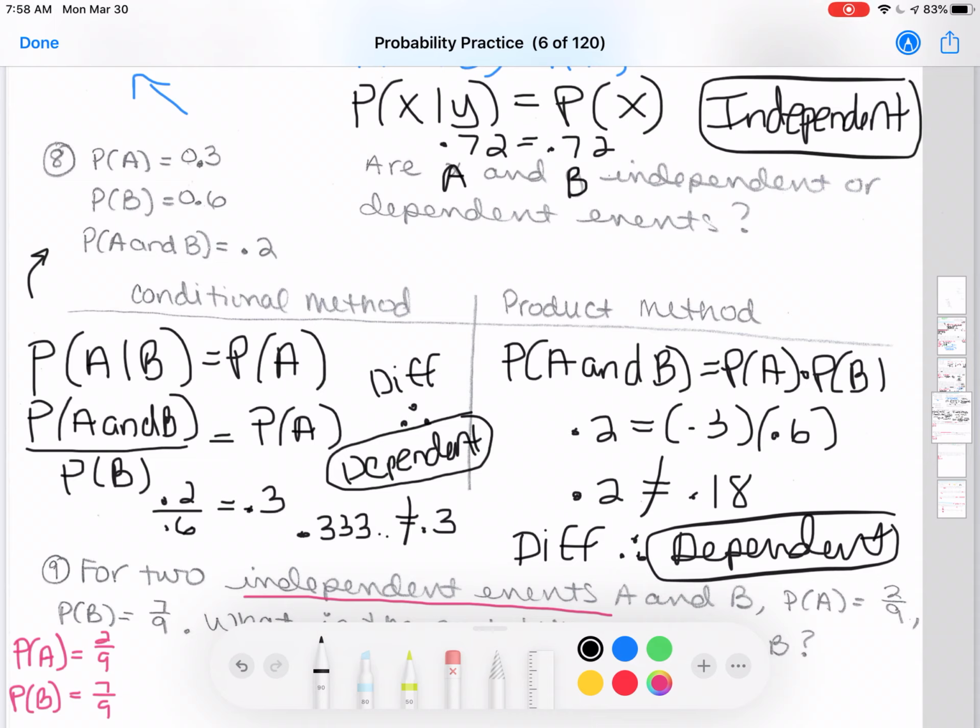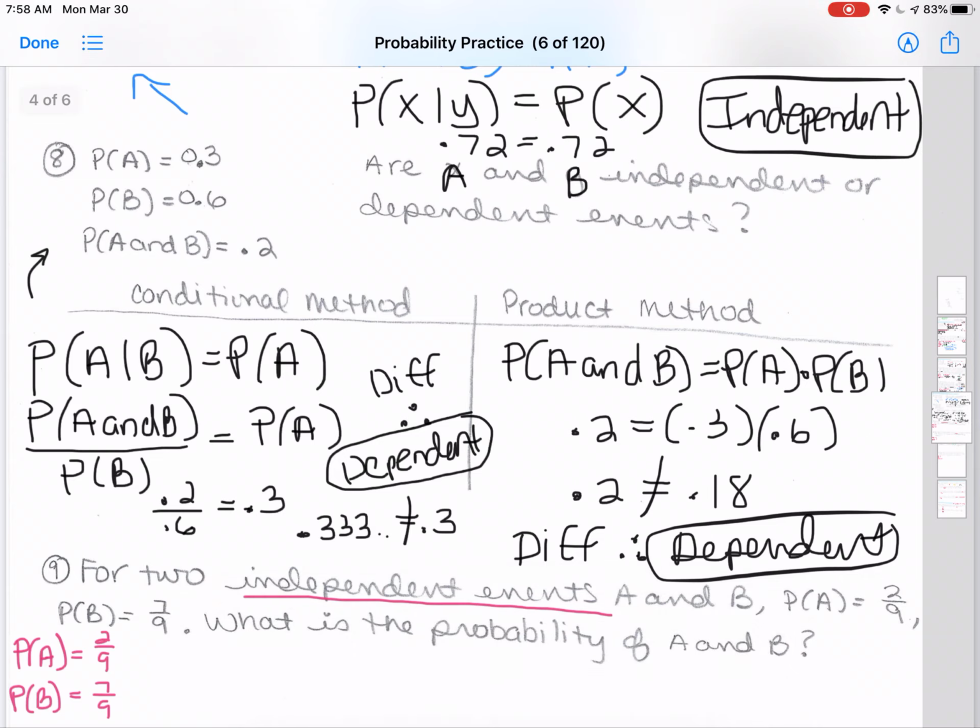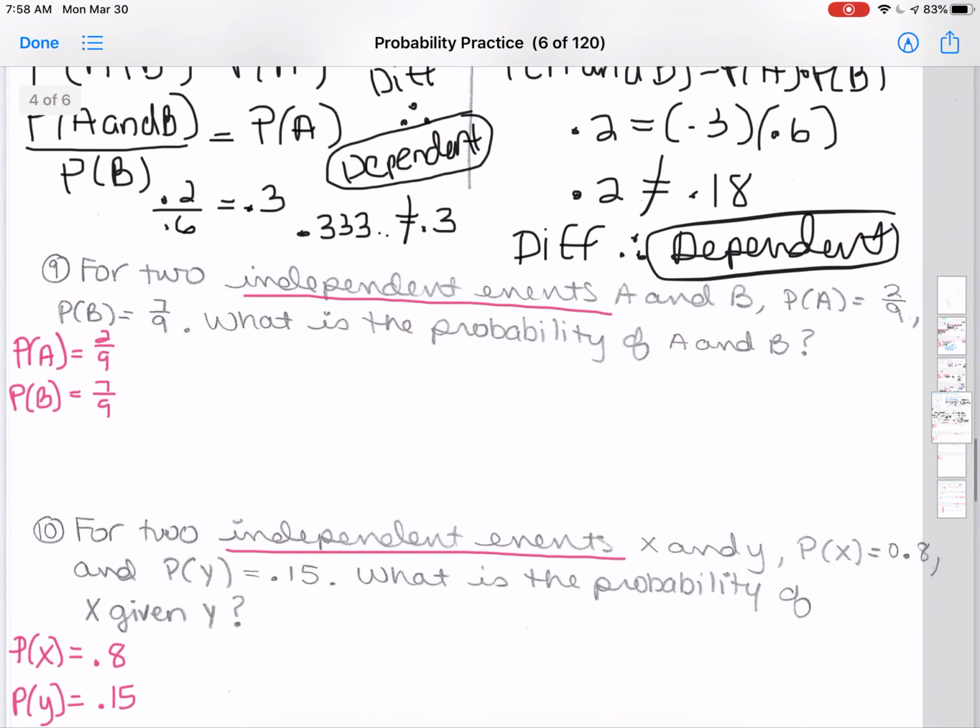So either method that we do, we can see they come out to be dependent. Okay, but the above one, number 7, we couldn't use the product method because they didn't give us and, they gave us just the conditional. Okay, 9 and 10 are a little different.